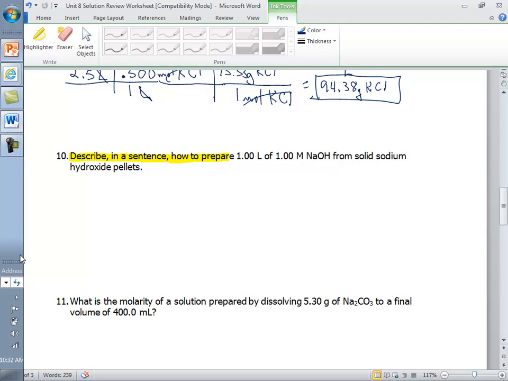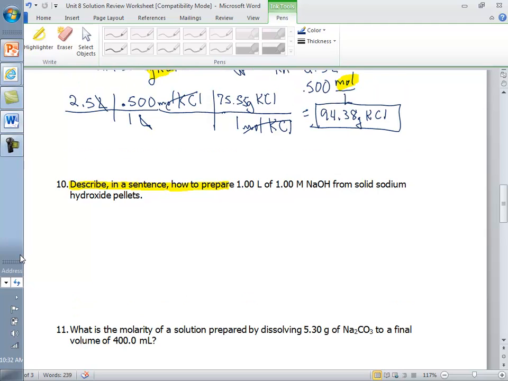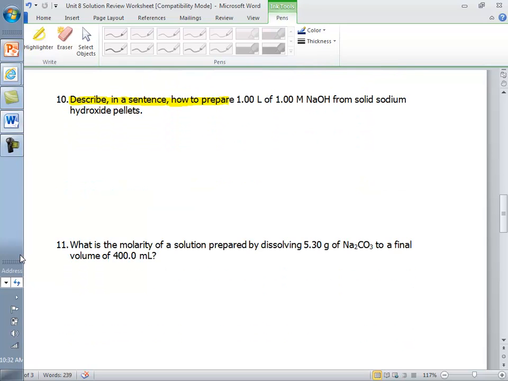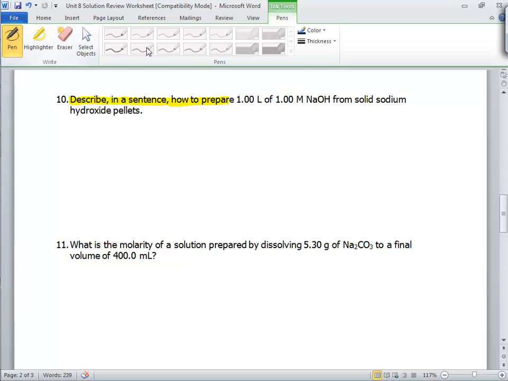So in number 10, it does ask me to use a sentence. Are we ready to go to number 10? Okay, number 10. The thing I know in number 10 is that I have 1 liter. I'm going to make 1 liter of solution, and it's going to be 1.00 moles per liter. I'm getting that unit from right there.